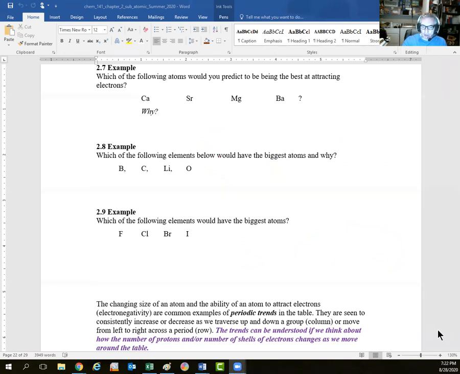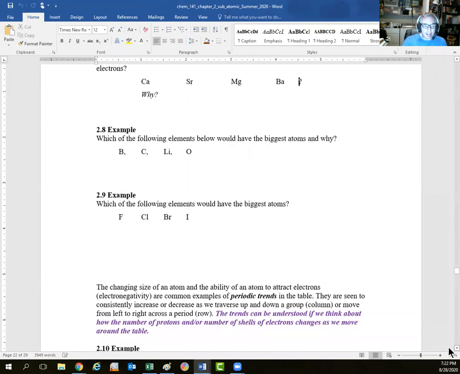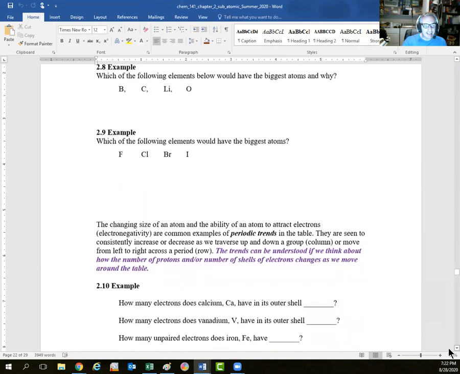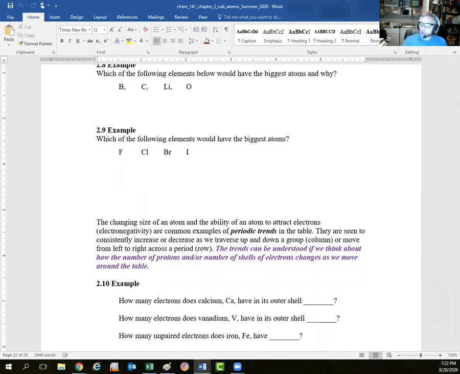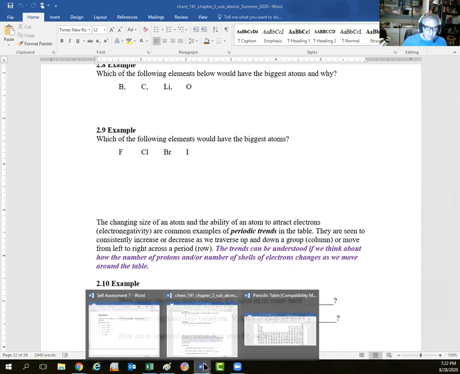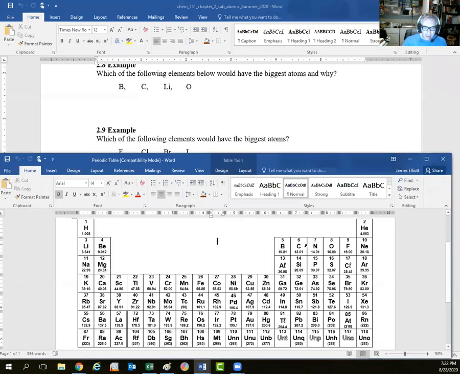Next two examples, which I effectively went over in class today using the wrong questions. So now we're thinking about which atoms are the biggest. And we are looking at elements now: boron, carbon, lithium, oxygen, elements in the same period once more. We can confirm that. There's our carbon, there's our boron, there's our oxygen, there's our lithium.